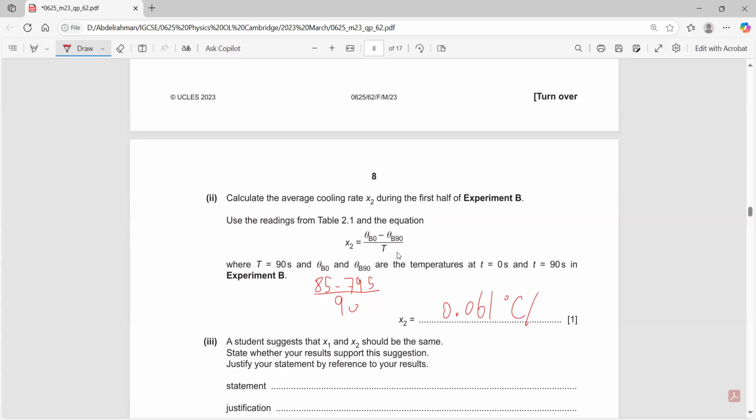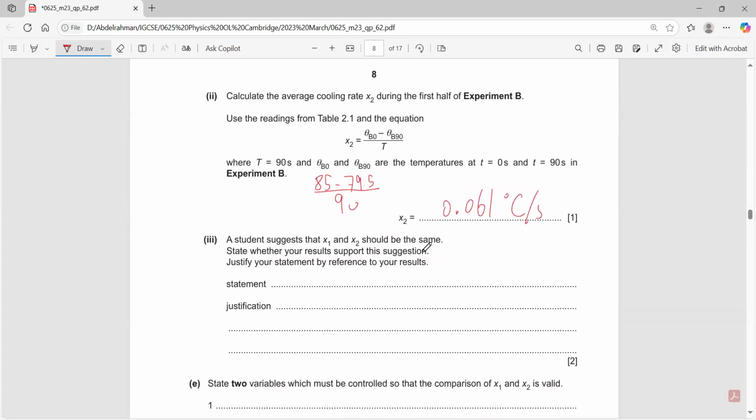0.061 degrees Celsius per second. So the student says that x1 and x2 should be the same. Are they the same or not? It's 0.056 and 0.061. To find the percentage difference: 0.061 divided by 0.056. What is the percentage difference?